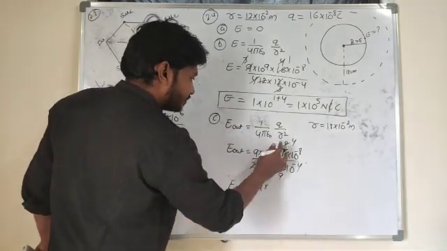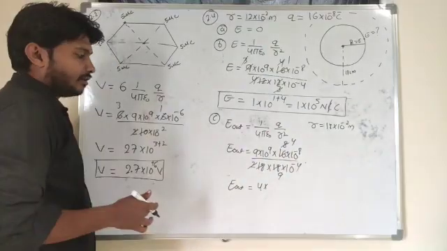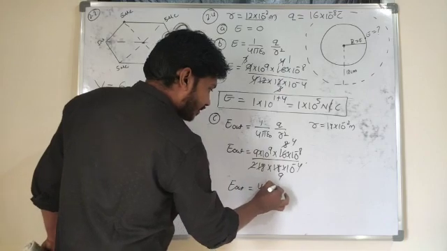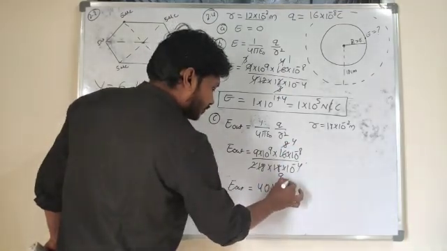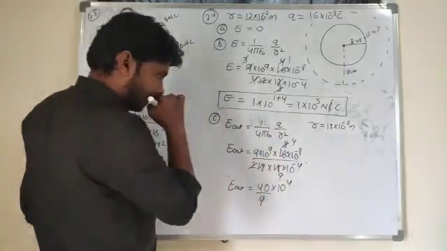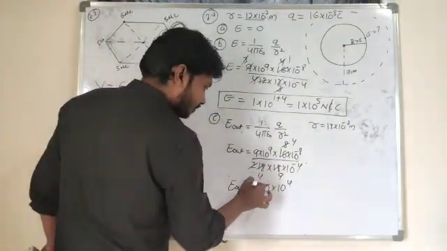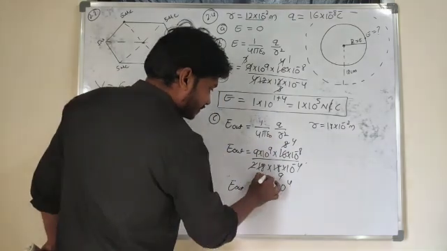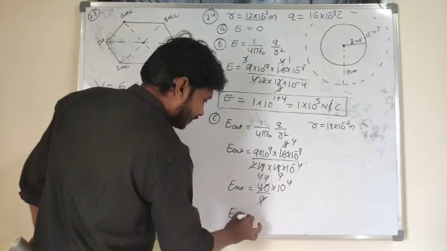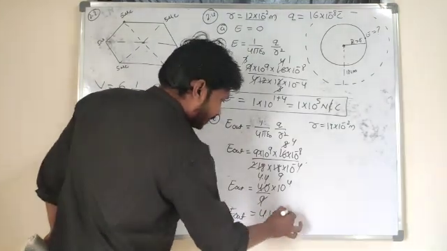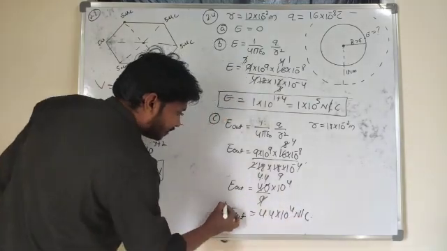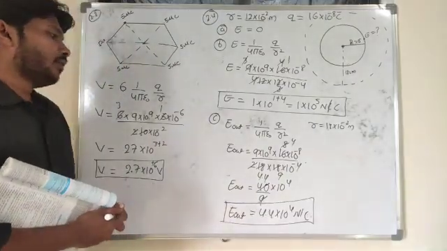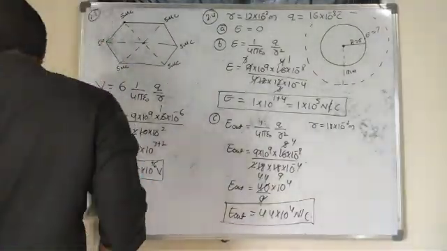So 10 to the power of 9 and 10 to the power of minus 8, that is 10 to the power of 1, so I can take it as 40. 10 to the power of minus 4 goes to the numerator as 10 to the power of 4, divided by 9. 9 fours are 36, so 4 remains, giving 4.4. So the electric field outside is 4.4 into 10 to the power of 4 Newton per Coulomb. So what is the answer here? The electric field outside the sphere is 4.4 into 10 to the power of 4 Newton per Coulomb.